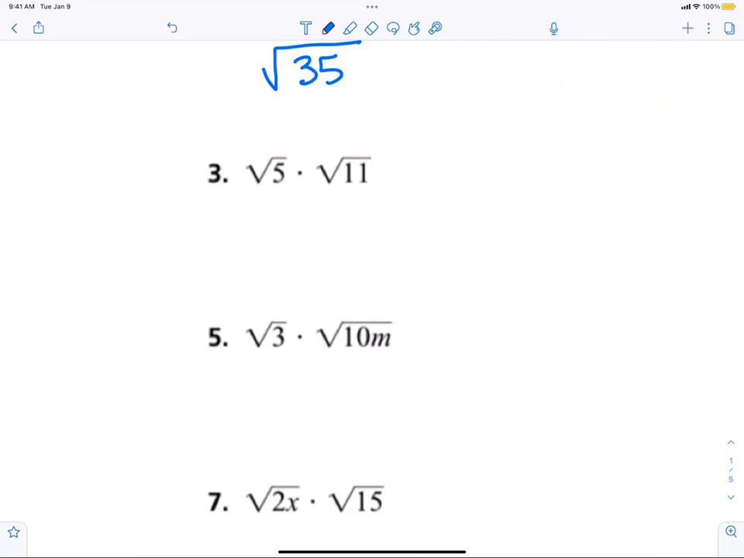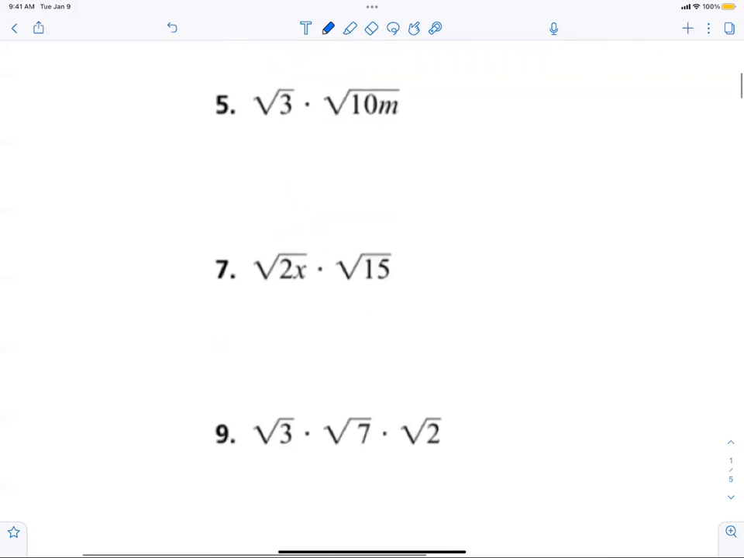and say, no, not 55. Square root of 55. Come on. Remember, we're trying to get you ready for high school. Let's act like it now. Square root of 55 is correct. Simple as that.